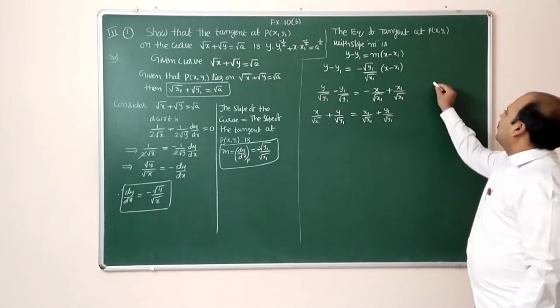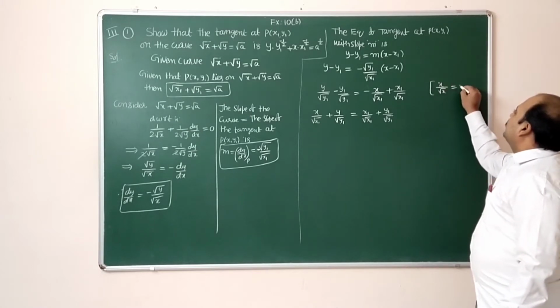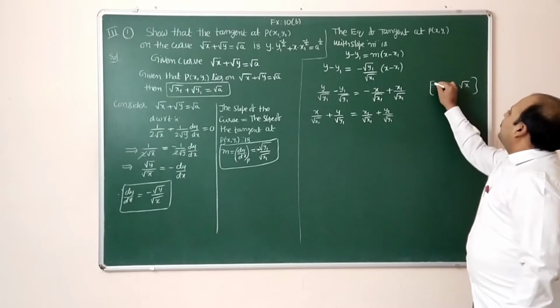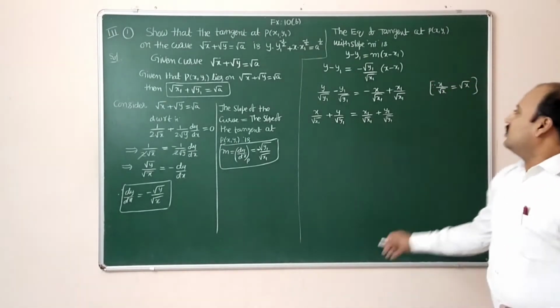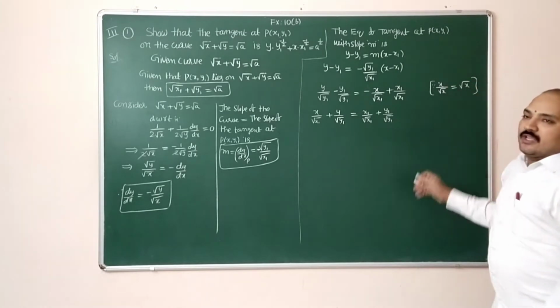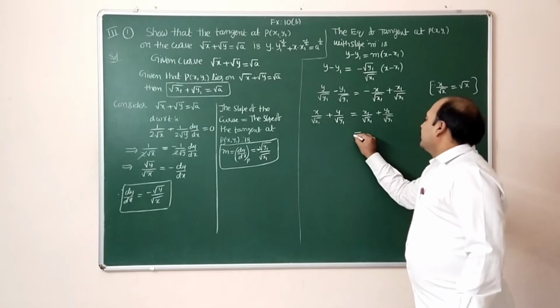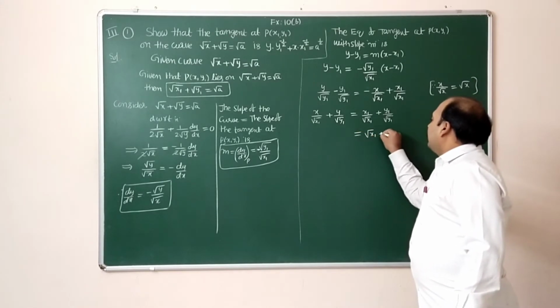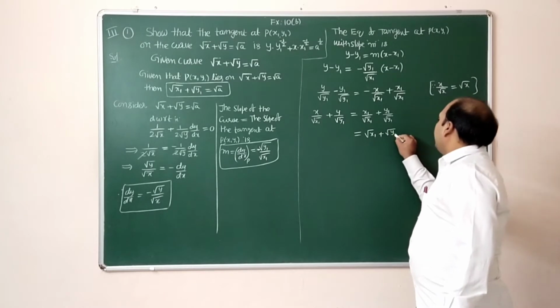We learned in earlier classes x by root x is equal to root x. We have the formula. In algebra, x can be written as root x into root x. So x by root x can be written as root x. Similarly, x1 by root x1 is root x1, plus y1 by root y1 is root y1, by using this formula.